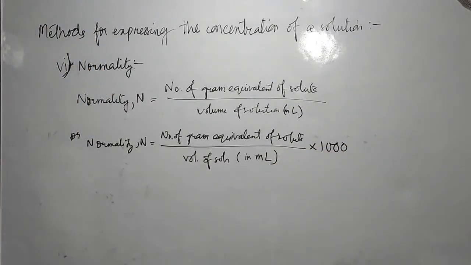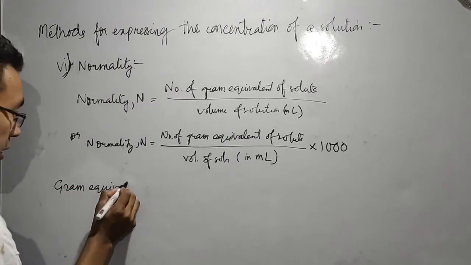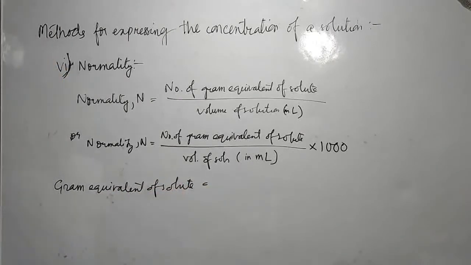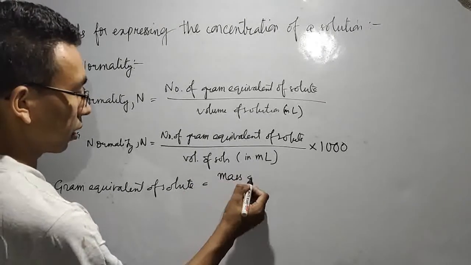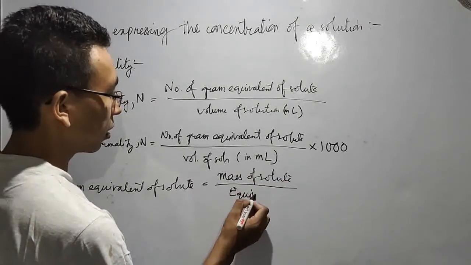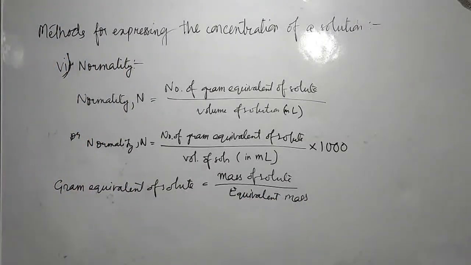Now let us see what this number of gram equivalents of solute is. The gram equivalent of solute equals the mass of the solute divided by the equivalent mass. The mass of solute will be the given mass. Now, what is equivalent mass? Let us see.